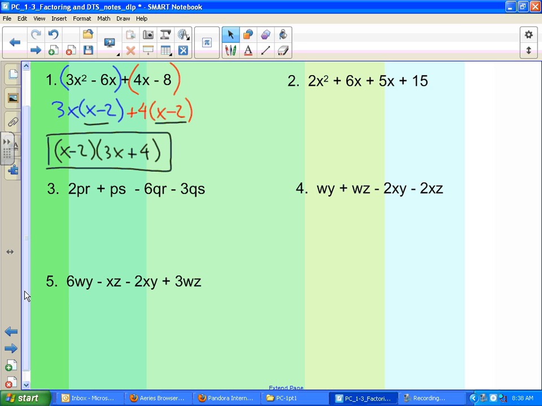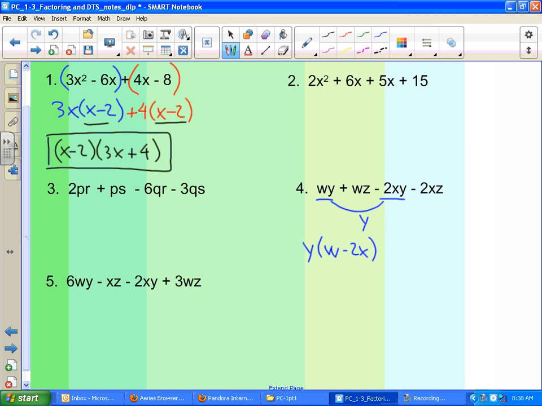So example number 4, let's say I look at part 1 and 3 of this 4-term expression, and I recognize that they both have at least a y in common, right? So they have a y in common. Means if I pulled out from those 2 a y, I'd be left with a w minus a 2x.